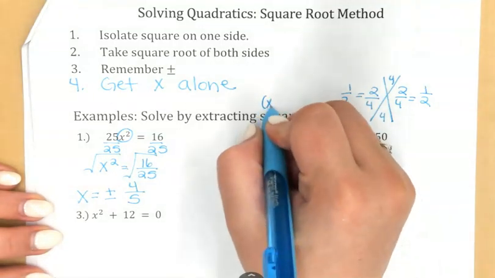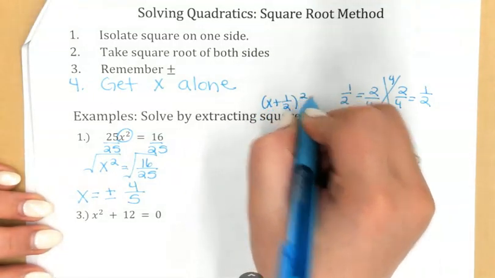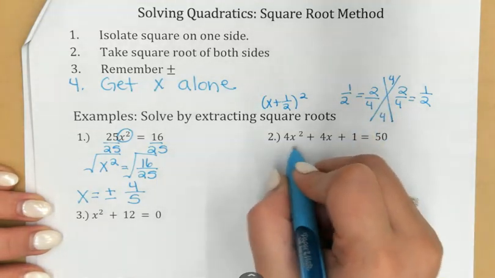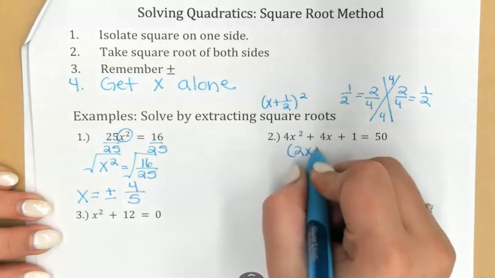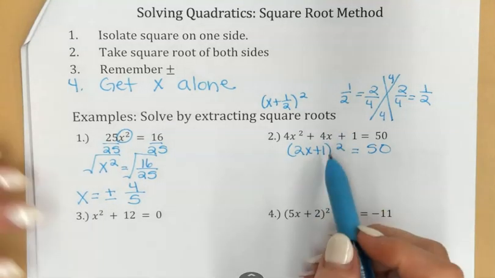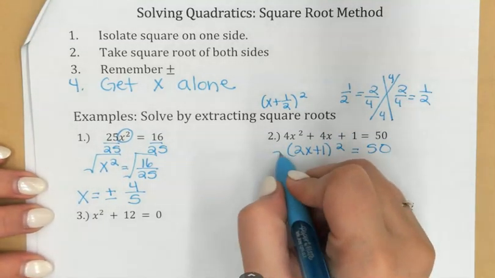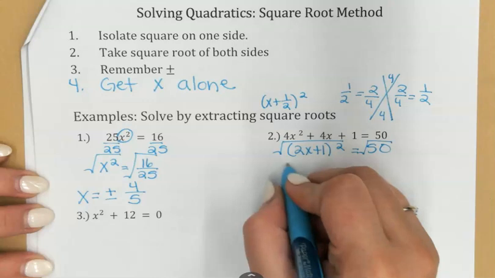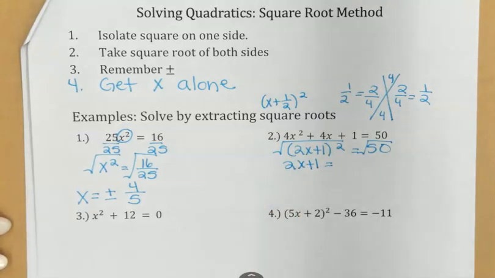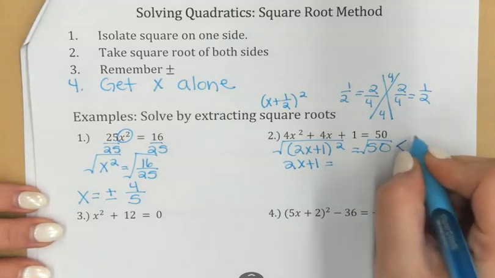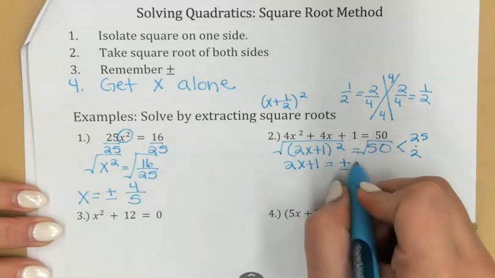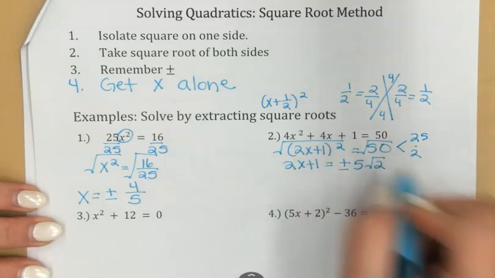I'm going to have x plus 1/2 squared, but remember I need to get rid of that fraction, so it's going to be 2x plus 1 squared. So that is my factored trinomial. I now have a perfect square over here, so I can square root both sides, and I get that 2x plus 1 is the square root of 50. Now 50 is not a perfect square, but it does have a factor that is 25 and 2. So this is going to be plus or minus 5 square root of 2.